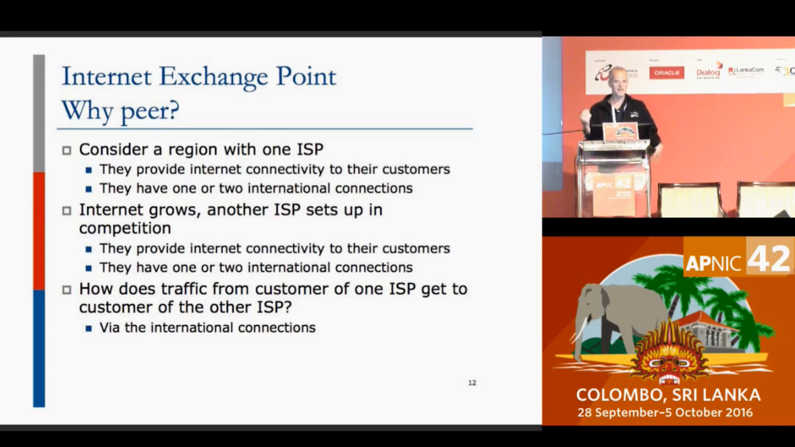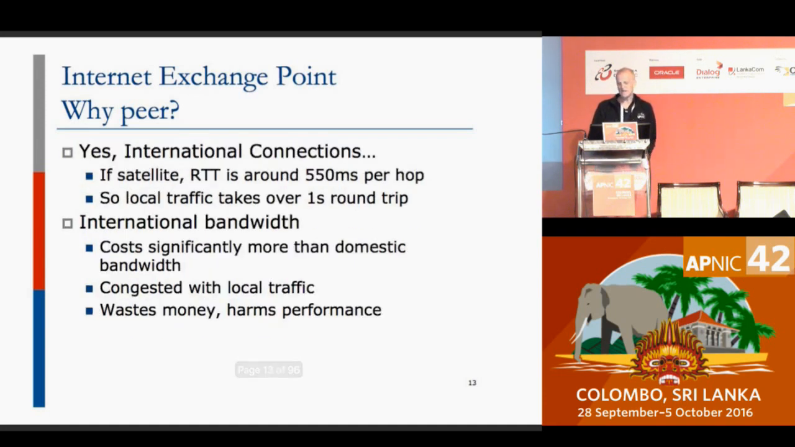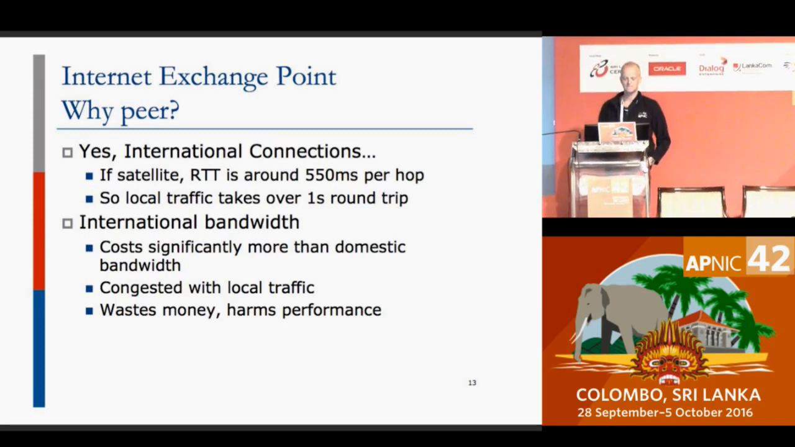And so you end up with no local content. Content goes where it's easily accessible for both providers' customers, which is not in your country, it's in somebody else's country. And of course, you're then using your expensive international capacity for local traffic. In some parts of the world, that's still a satellite hop of 50 milliseconds, give or take, if it's geostationary. So local traffic could be taking over 1 second round trip time.